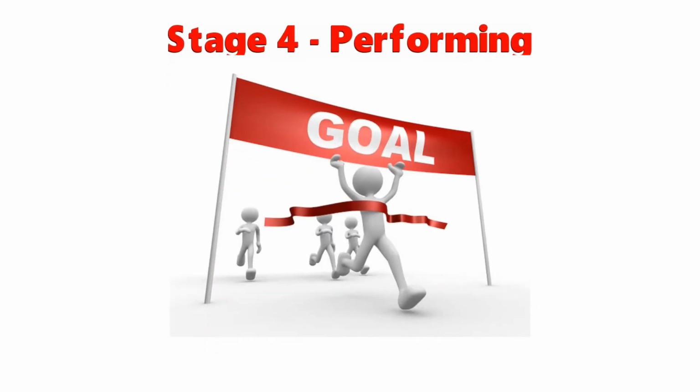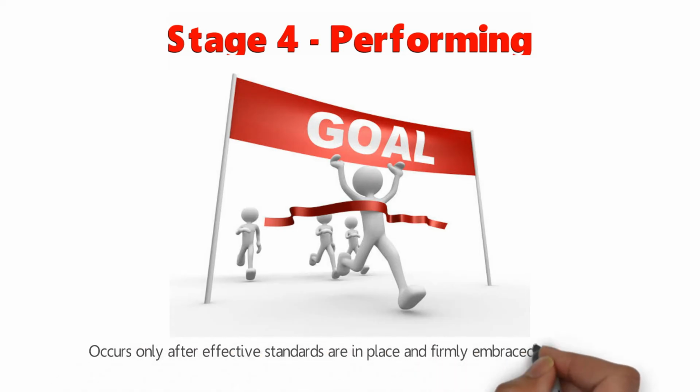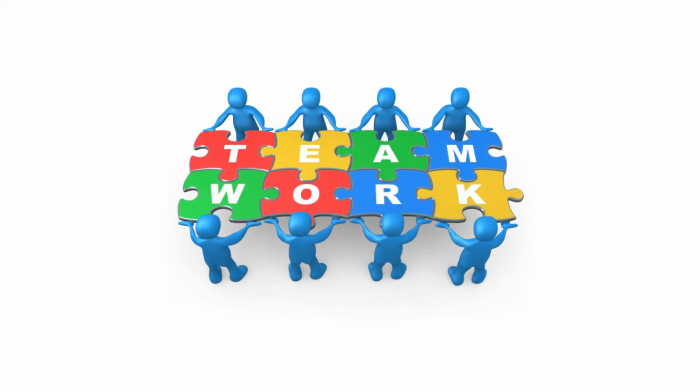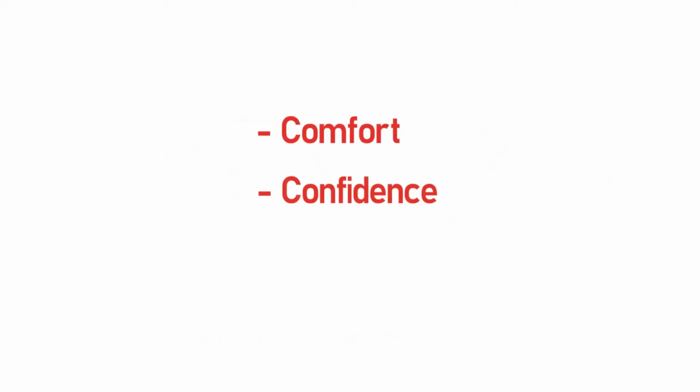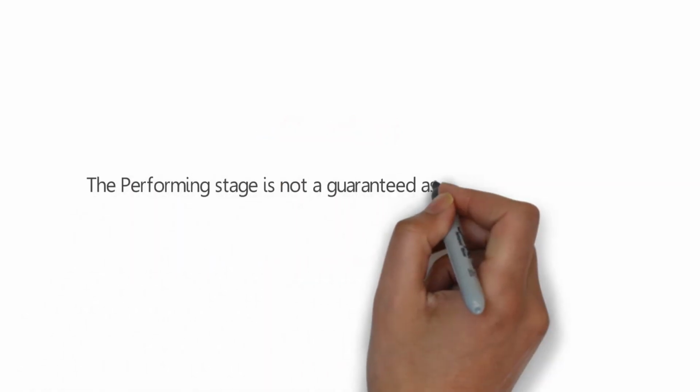Stage 4. Performing. The performing stage is the eventual goal of all teams. This stage follows norming and occurs only after effective standards are in place and firmly embraced by the team. The team begins performing as a cohesive unit that respects and trusts each other. They know what to expect from each other, and this yields a sense of comfort, confidence, and consistency. Unfortunately, the performing stage is not a guaranteed aspect of your season.